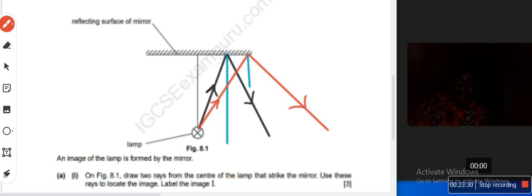So what we need to do is we make this line longer, also make this one longer. Wherever they meet is where the image is formed. So the image is formed here. You know, if it is properly drawn, the distance from the image to the mirror will be the distance from the object to the mirror. But this is not drawn to scale.